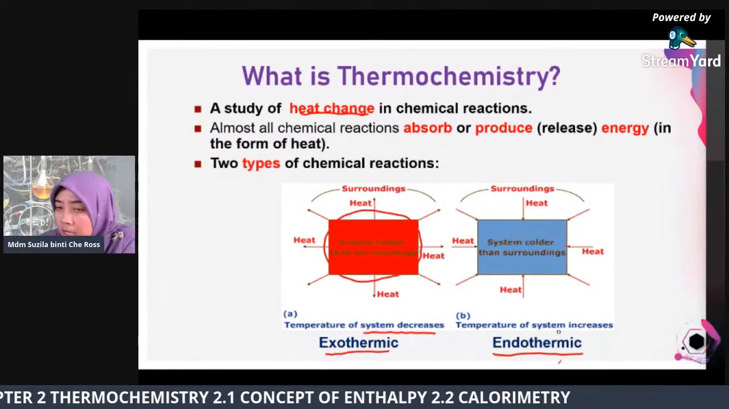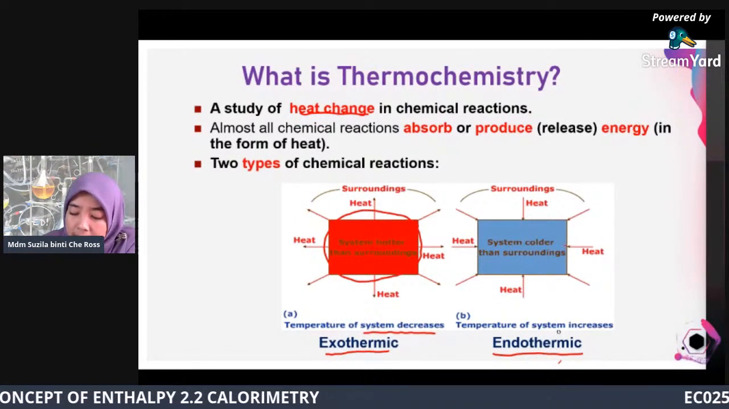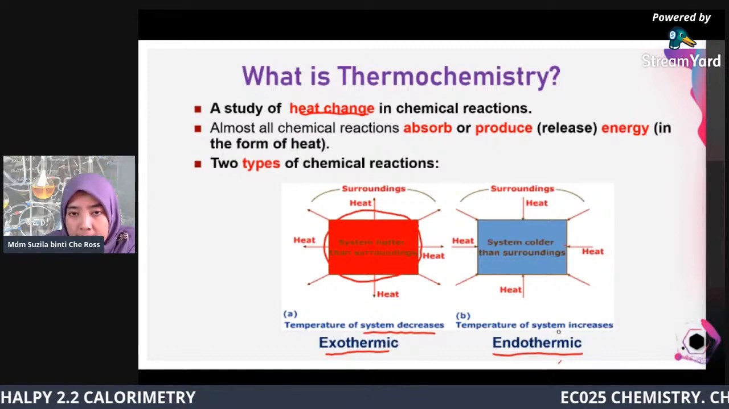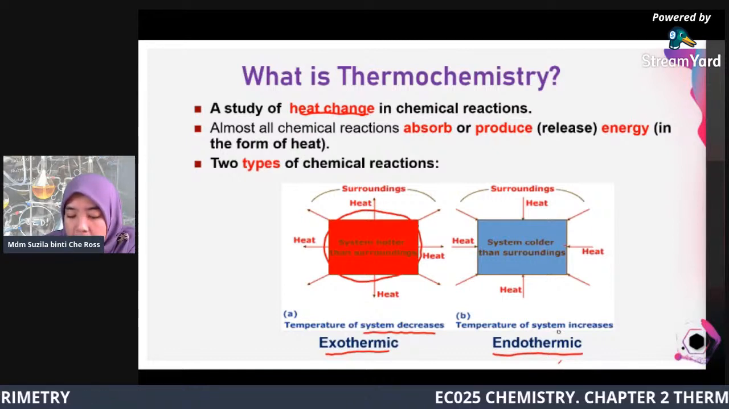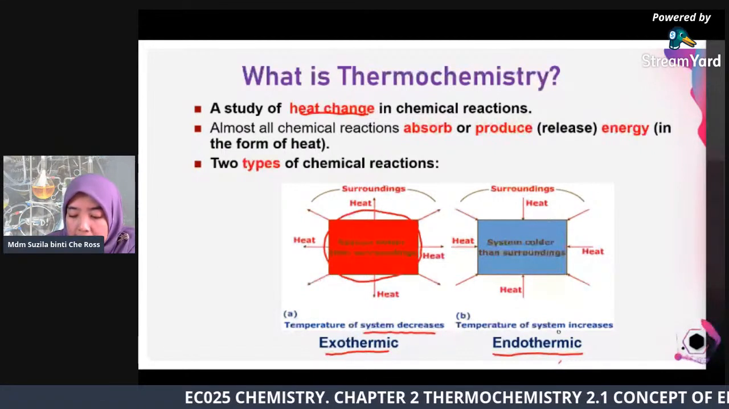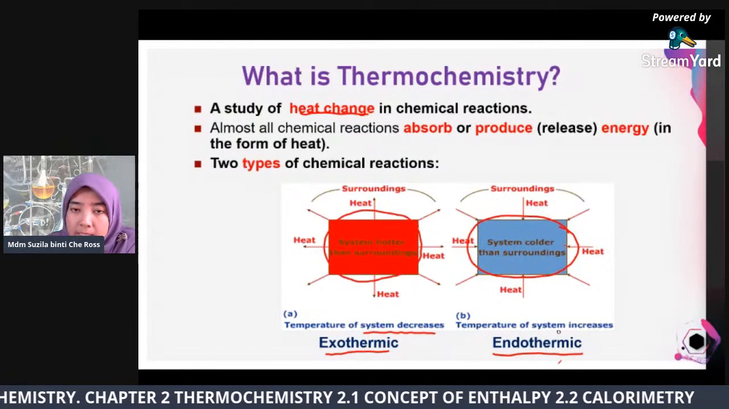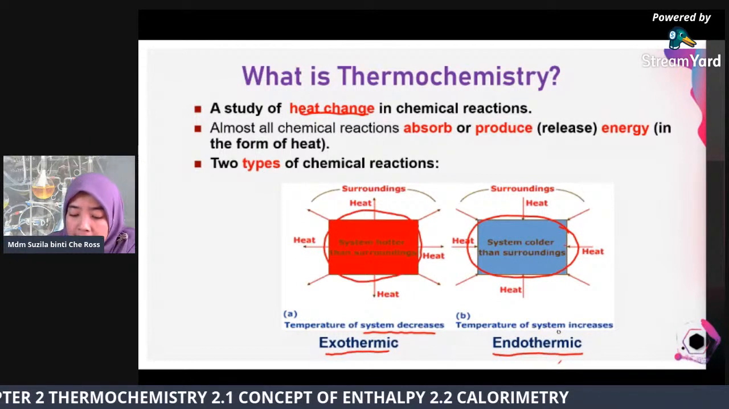Okay. So for endothermic reaction, the temperature of the system is cooler than the surrounding. So in endothermic reaction, heat is absorbed. Okay, heat is absorbed from surrounding. Then we can observe that the temperature of the system should be increased lah.